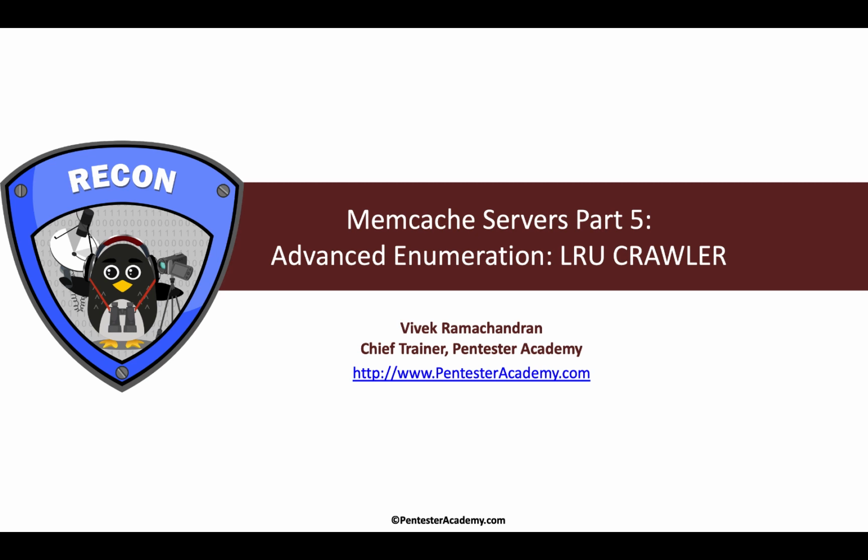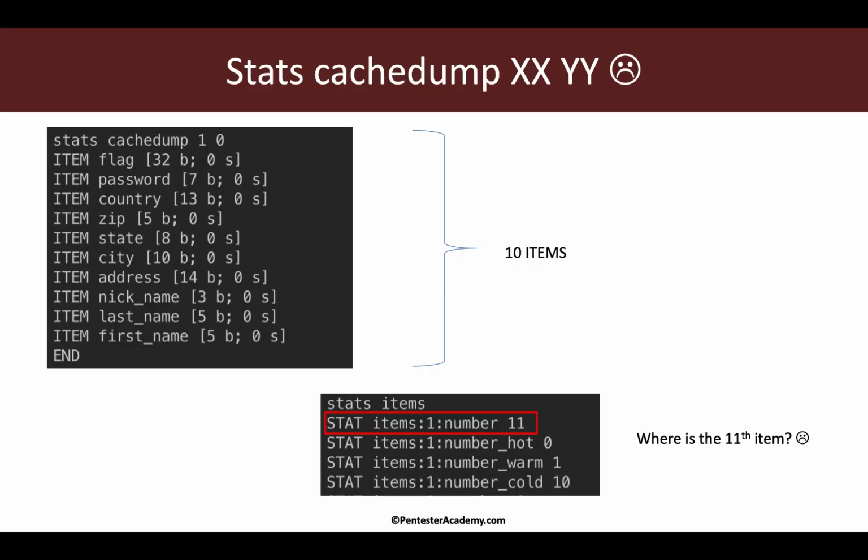Now in this video, we'll continue looking at Memcache servers and we will look at advanced enumeration with something called LRU Crawler. In a previous video, I mentioned that we could use stats cache dump followed by the class ID to dump the different keys. Using this command, we can dump all the keys on the system by going through each of the class IDs, right? Now, the interesting thing is this is just half the story.